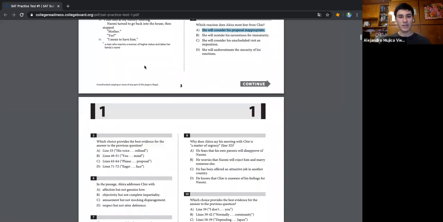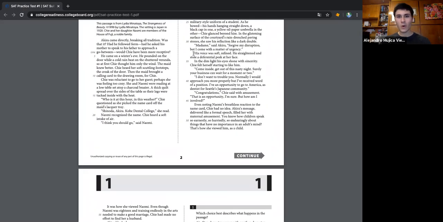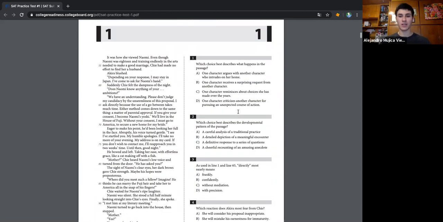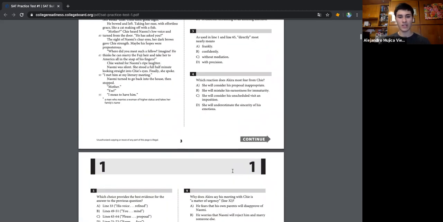Let's see, line 33. "His voice was soft, refined." I don't think that really answers anything that's asked in the question. It doesn't talk about fear at all. So A is wrong.